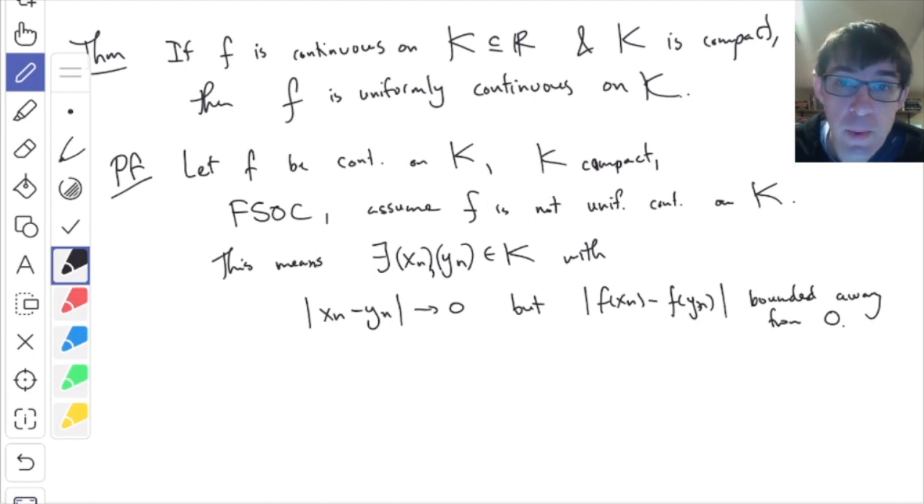So xn minus yn goes to 0, but when I plug into the function, it does not go to 0. It stays far away from 0. Okay? All right.